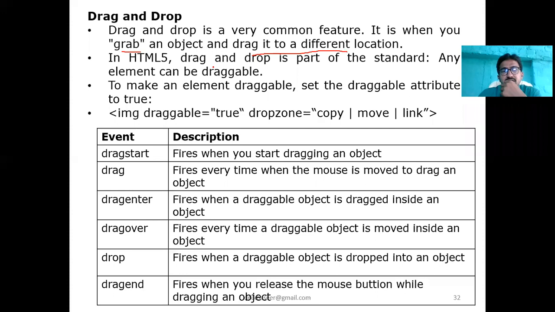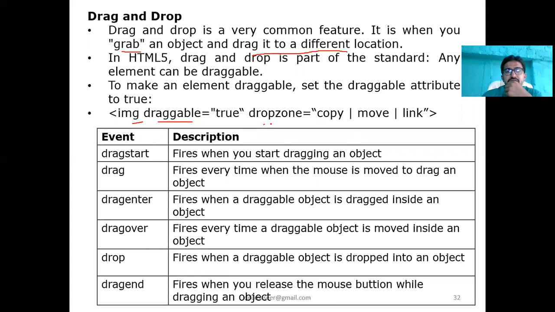In HTML5, drag and drop is part of the standard. For any element, maybe an image or a table, you can add it. For example, in an image you use draggable as an attribute. Drag and drop are not tags, they are attributes. Draggable equal to true, dropzone equal to copy, move, or link. Dropzone is nothing but once you are dragging that, you can copy it, move it, or make a link for it.